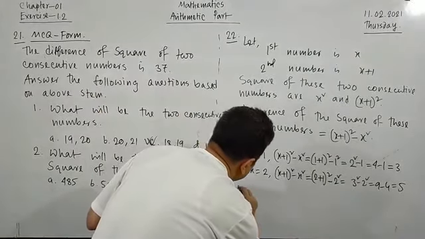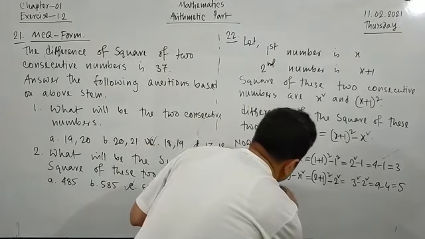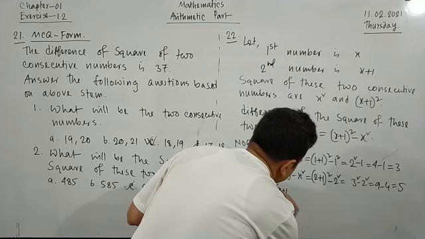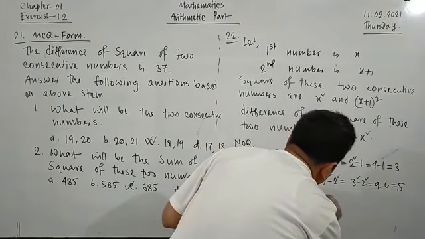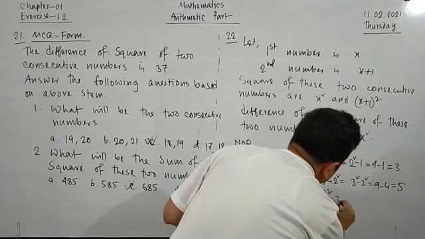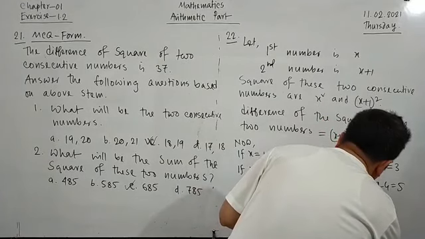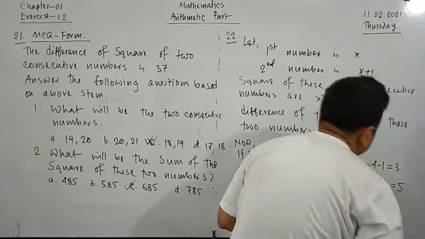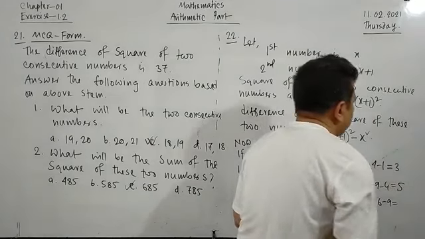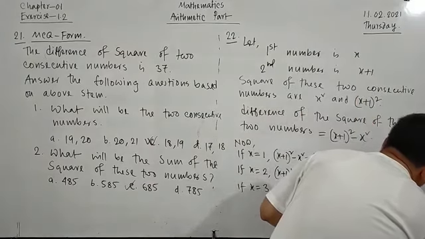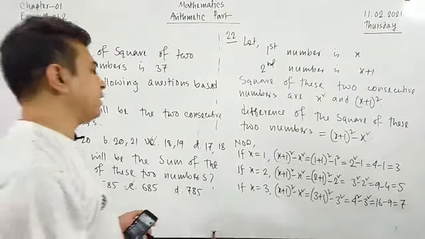Okay, so x equals 3. So (x plus 1) whole square minus x square equals (3 plus 1) whole square minus 3 square, which is 4 square minus 3 square equals 16 minus 9. What is it? 7. So 7 is also not a perfect square number. So we have to go to the next one.